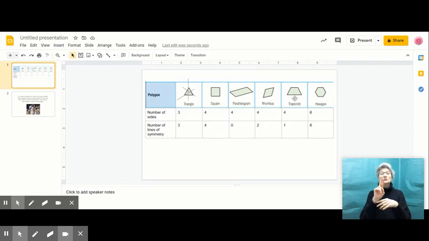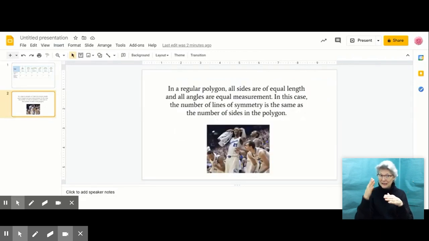Trapezoid, all sides aren't the same length. And then a hexagon. A hexagon has 6 sides the same length in this situation, and all of those angles are the same measurement. So 6 lines of symmetry. So this is a helpful tip when you work on octagons or figures that have more sides, right? You kind of know how many lines of symmetry already, as long as it fits the rule. So all sides of equal length and all angles of equal measurement.